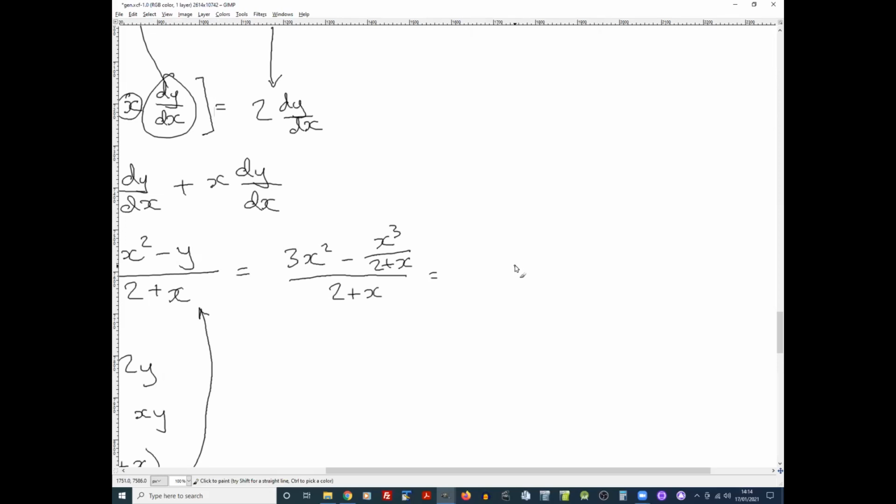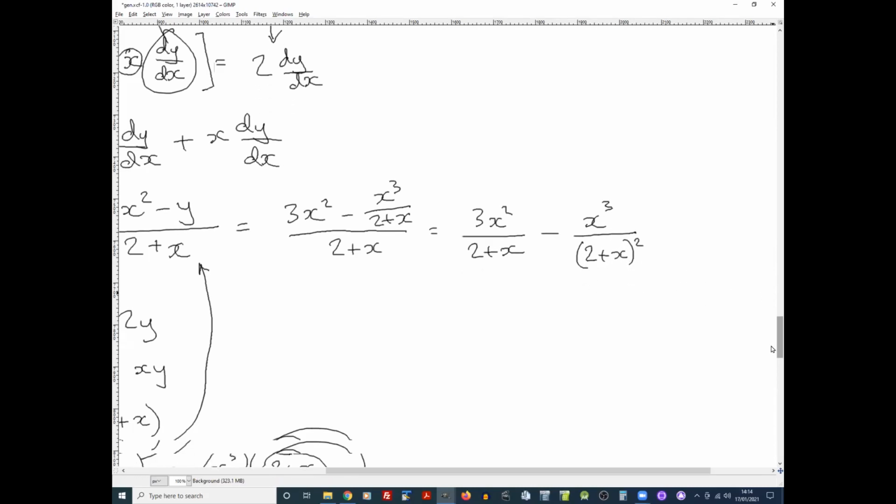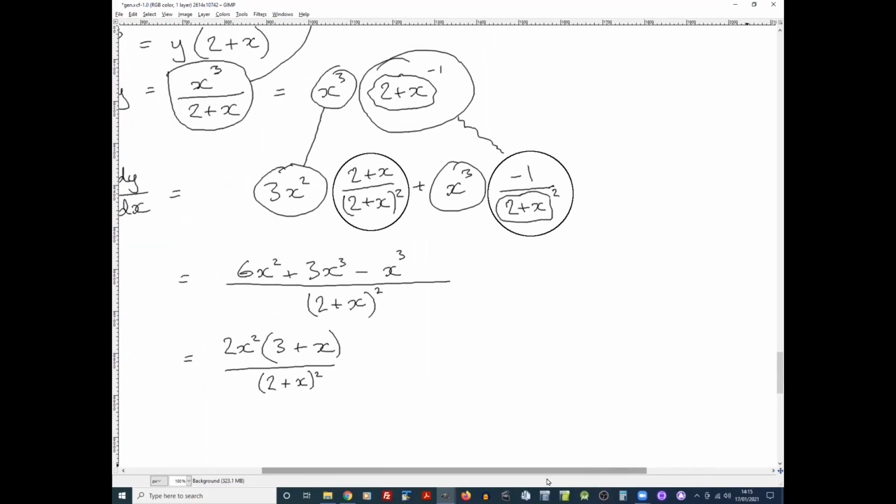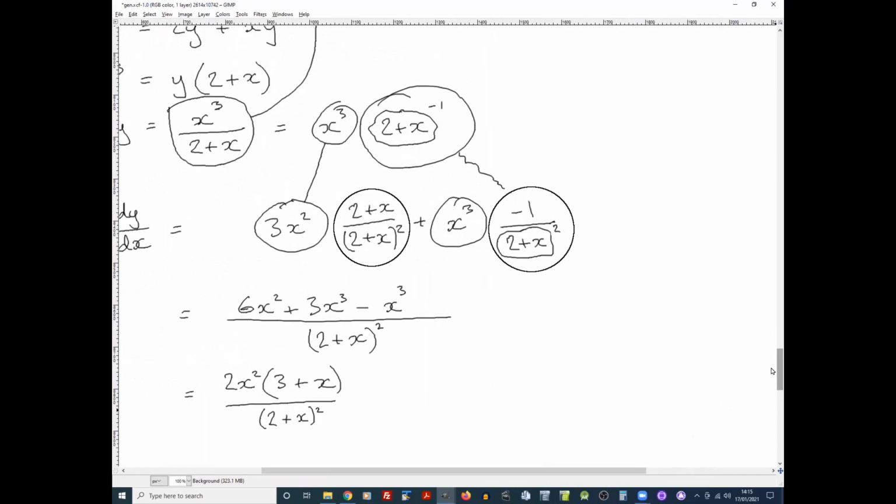Well, I'd probably split it into 2. So you've got 3x squared over 2 plus x, and then minus x cubed over 2 plus x squared. You probably recognise that as exactly where we were. That was x cubed over the square. Although we avoided actually having that stage by providing a common denominator straight away. But it is basically what we would have had if we hadn't provided the common denominator, isn't it?